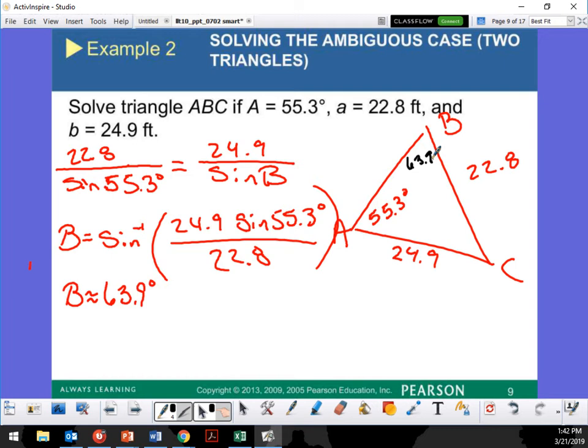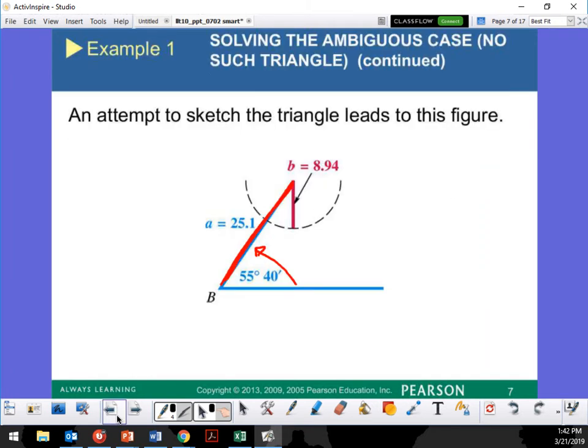Larger side, larger angle. Is that true here? Yes, it is. I have this one is bigger than this one, right? So therefore, this side is bigger than this side. Angle C is 60.8. Right? Okay. So now I have one triangle there. Let's see what the rule back here said.